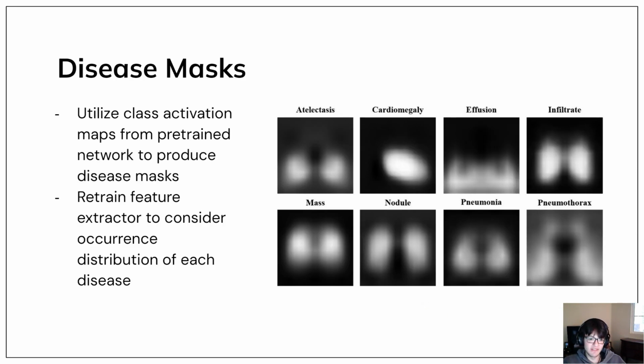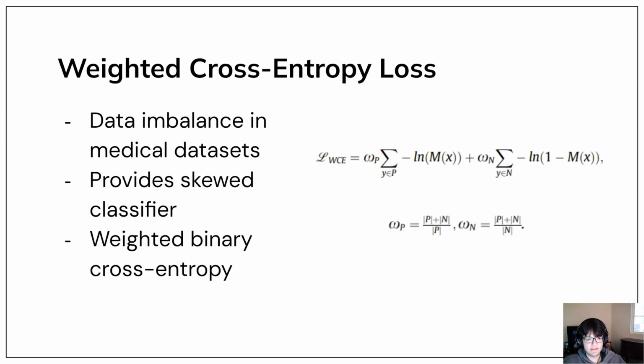Disease masks, the main feature of this paper. We're utilizing class activation maps from a pre-trained network to produce disease occurrence distributions. And so then we can retrain our feature extractor. We're giving our feature extractor spatial attention here, and we see we have the 8 disease masks for 8 diseases, and in the same way that a radiologist would look at a specific location for specific diseases, provided a chest X-ray, we're allowing our model to look in specific places more carefully with these disease masks.